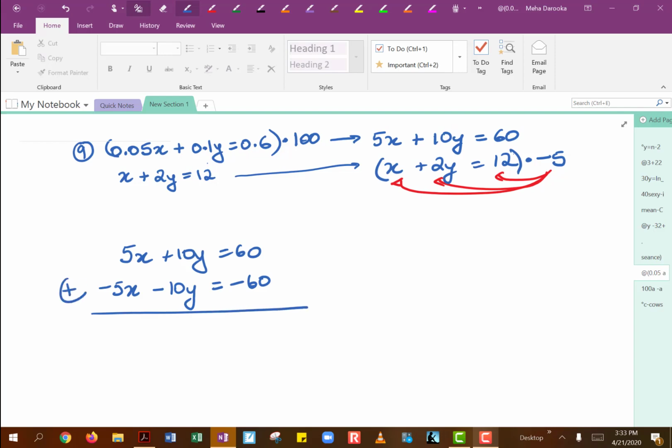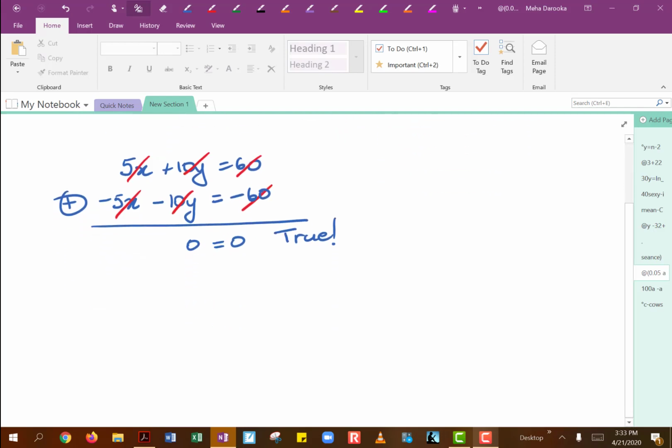Now when we add these two equations, positive 5x and negative 5x cancel each other out. Positive 10y and negative 10y also cancel each other out, and positive 60 and negative 60 also cancel each other out. So you end up getting 0 equals 0, and this is of course a true statement. As you can see, both our x and y variables canceled out, and we got a true statement, 0 equals 0.